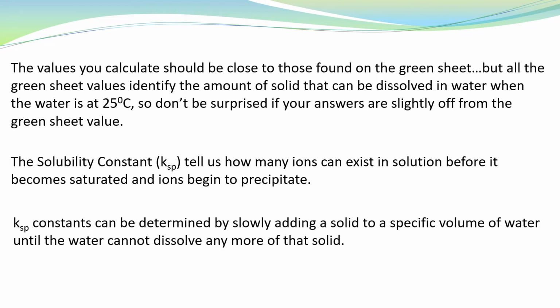KSP constants can be determined by slowly adding a solid to a specific volume of water until the water cannot dissolve any more of that solid. So if I wanted to find the KSP value for a particular salt, I would measure out some distilled water and I would start adding that salt a little bit at a time. And I would continue to stir that salt in until the water couldn't hold any more of that salt. That is when I know it has reached the maximum dissolvable amount. I have dissolved the maximum amount of solid that water can hold.